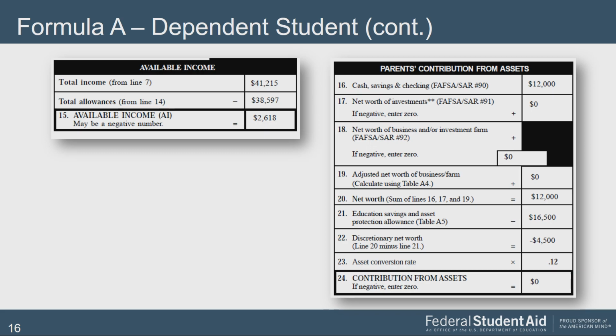In this case, you can see that is not the case. This family has not managed to save even as much as they will need for filling the gap. And so there is a negative discretionary net worth, which we treat as zero. Had there been a positive value, if let's say the net worth was $20,000 instead of $12,000, and there would have been a $3,500 discretionary net worth to the positive, then the formula expects 12%. Only 12% of that excess asset would be available to add to income to calculate the EFC.